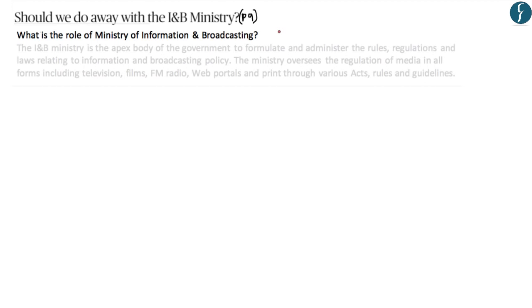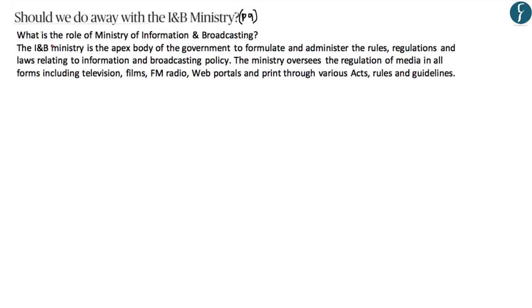Now the first question is what is the role of the Ministry of Information and Broadcasting. The Information and Broadcasting Ministry is the apex body of the Government of India to formulate and administer the rules, regulations and laws relating to the information and broadcasting policy. The ministry oversees the regulation of media in all forms including television, films, FM radio, web portals, print media, and it oversees them through various acts, rules and guidelines.